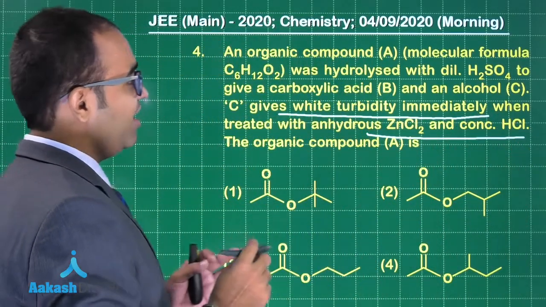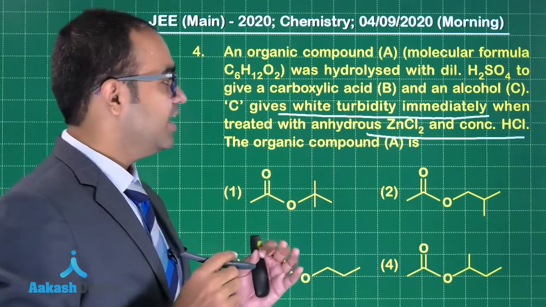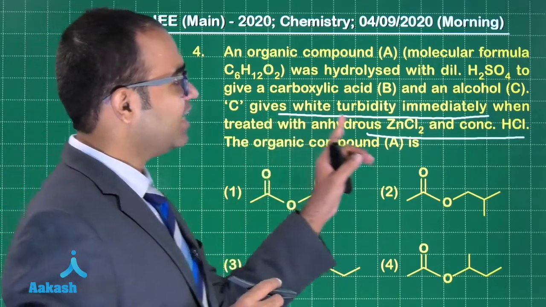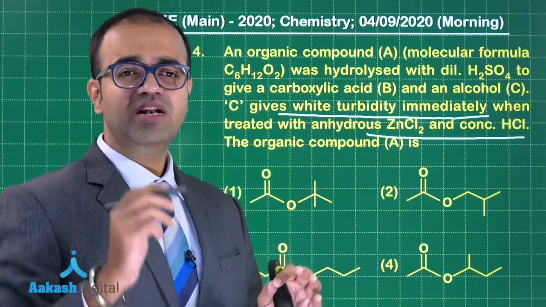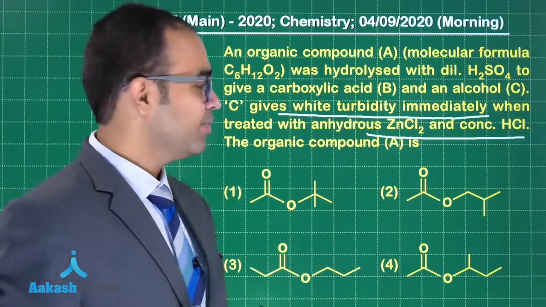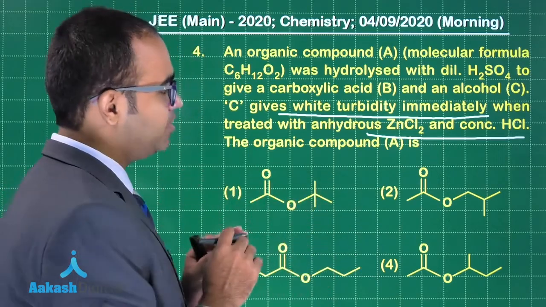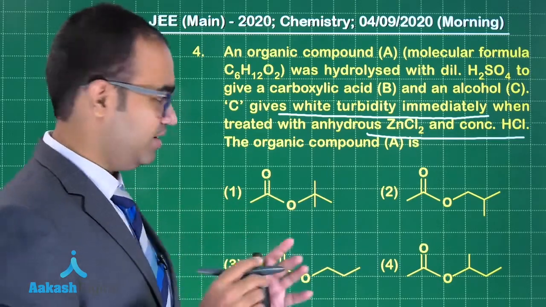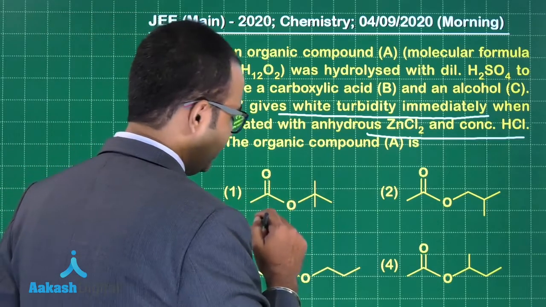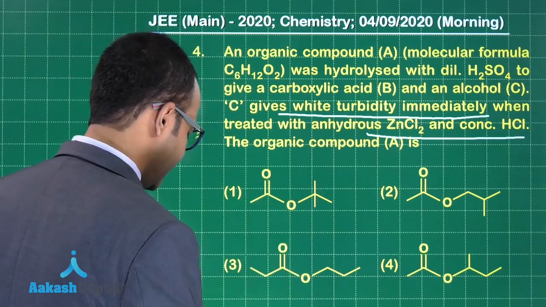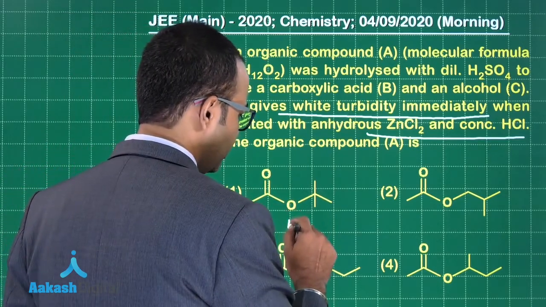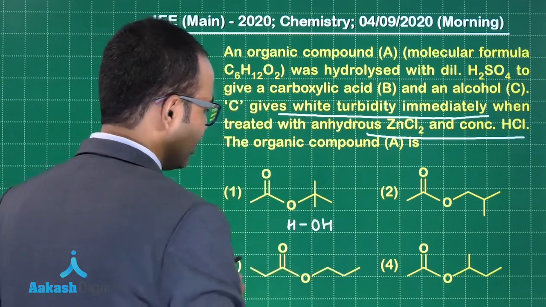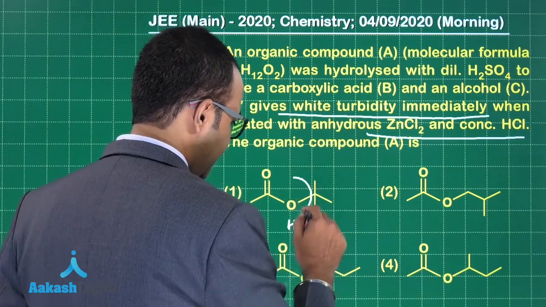If I know this reaction correctly, this reagent is called Lucas reagent, and this reaction is possible immediately only with a tertiary alcohol, right? So what we have to see amongst the options is which ester will give me a tertiary alcohol. So let us look at option 1. If I put H2O over here, right? So what will I get? I'll break it like this.